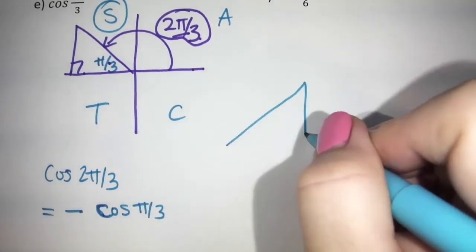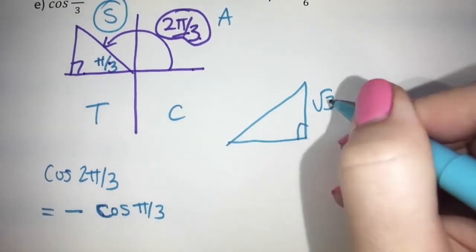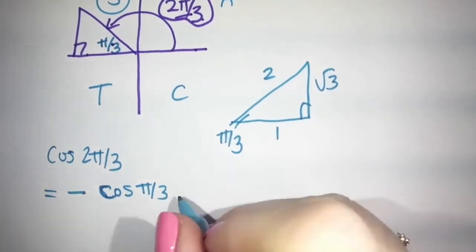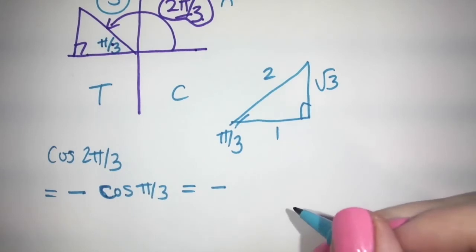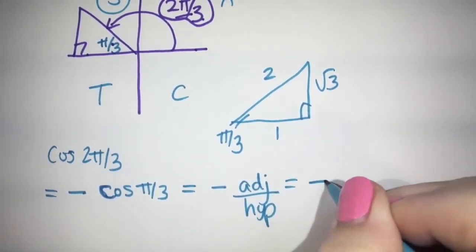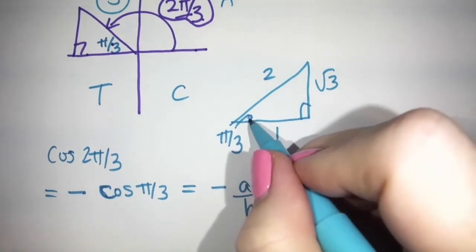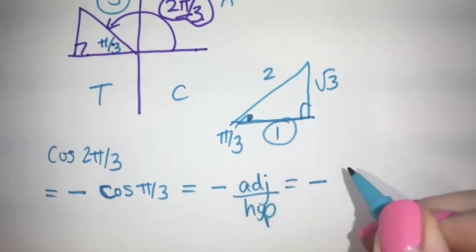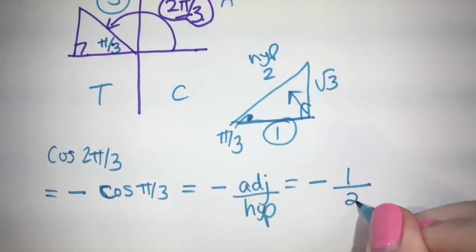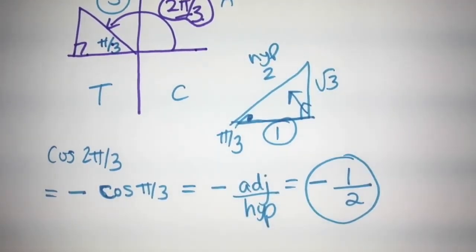And then we look at our triangle, and what is the cos of pi over 3? Pi over 3 is the angle at the bottom. Remember cos, SOHCAHTOA, so adjacent over hypotenuse. And from the pi over 3, adjacent is touching it, so the 1, and hypotenuse is always across from the right angle. So our answer would be negative 1/2.